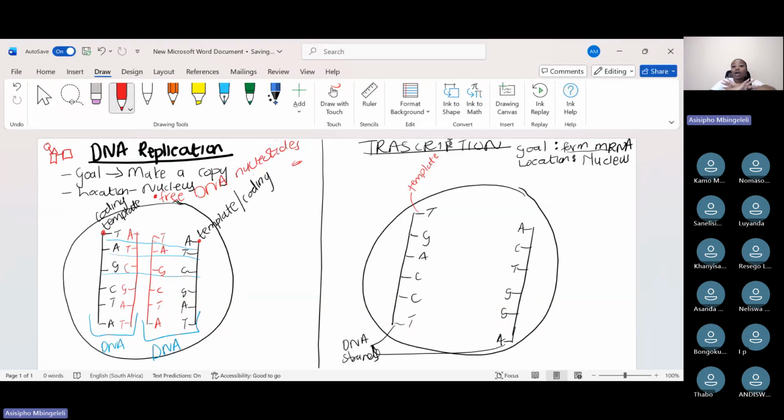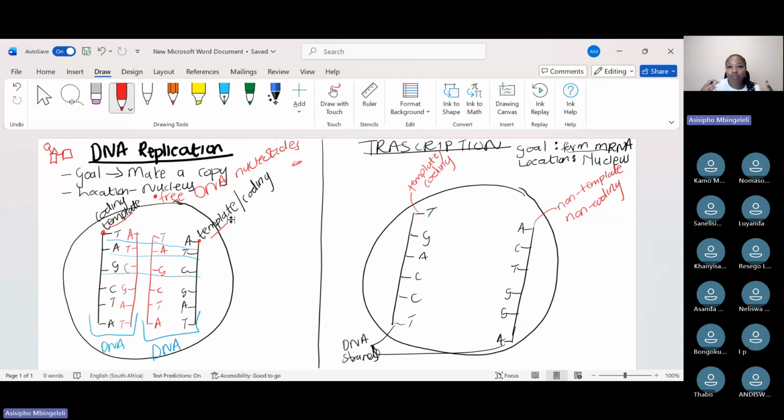The strand that we are not going to use to form messenger RNA will be called the non-template strand, or will be called the non-coding strand. The one that we use to form messenger RNA will be called a template strand or a coding strand. But let's look at DNA replication. Both our strands were template because we used both of them. So one strand is going to be used as a template to form messenger RNA.